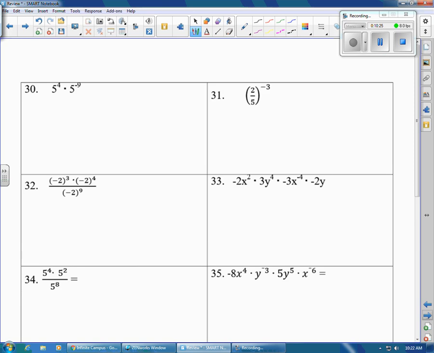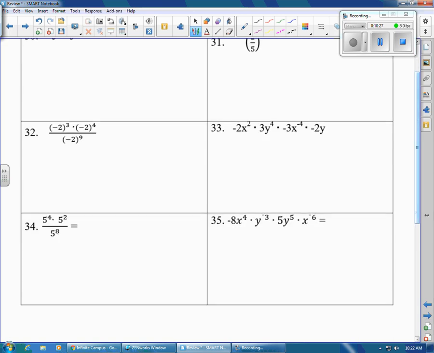I'd like you to do 30 and 31 on your own. 32. Again, don't let that negative base throw you. We're just going to attack it one step at a time. Now we have a multiplication across the top that I think we should attack first. So we keep our base and we add our exponents. And that's going to be over negative 2 to the 9th power. When I do that, I have negative 2 in parentheses to the 7th power divided by negative 2 in parentheses to the 9th power. Now I've got a division.